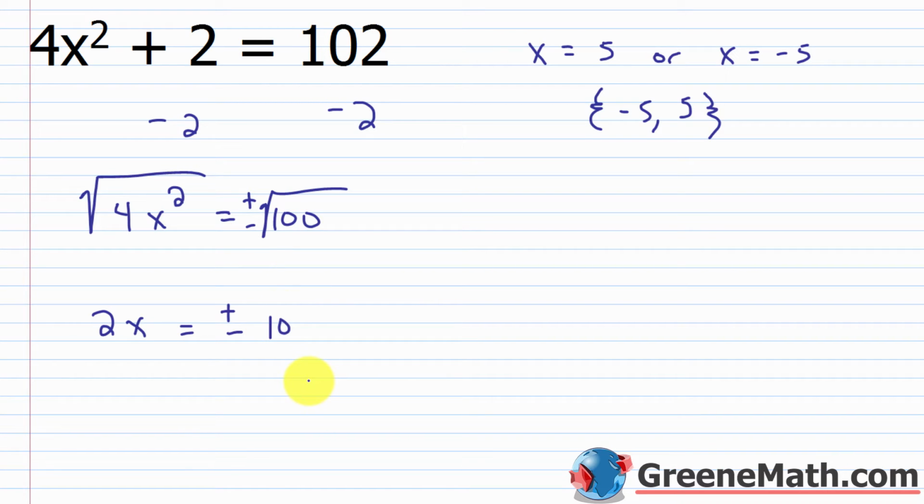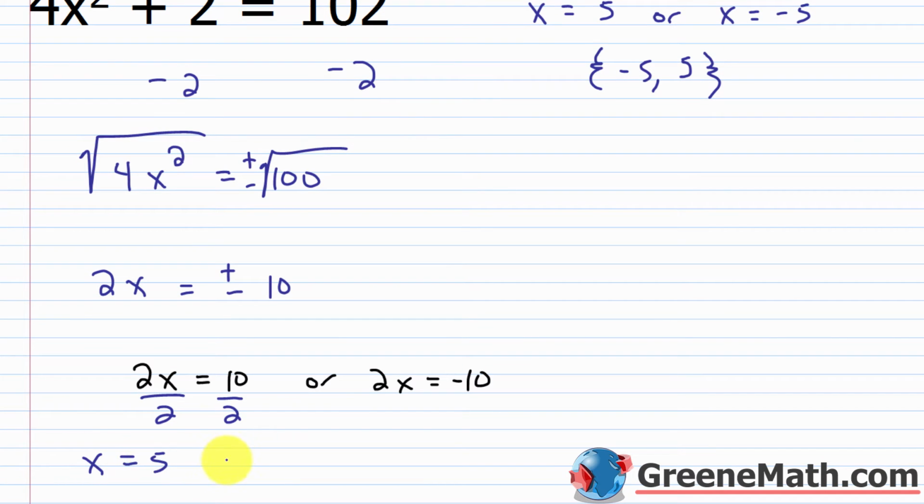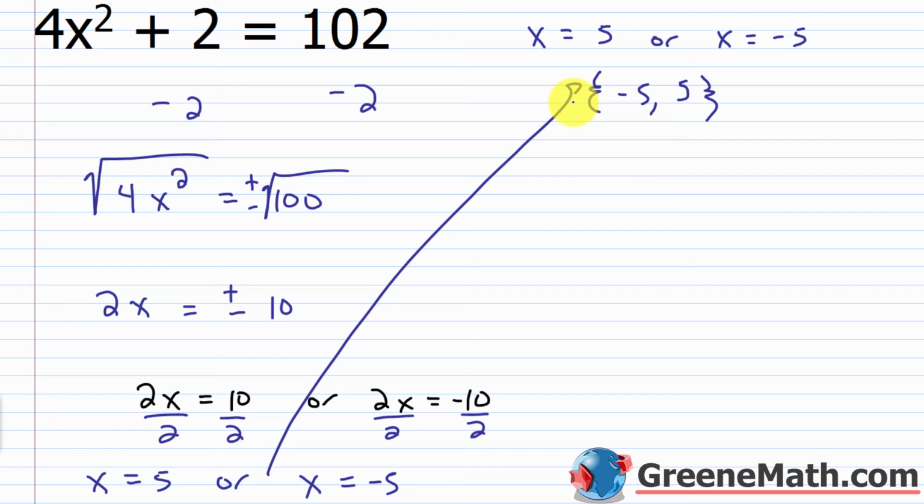Now, this leads to two different equations. It's 2x is equal to 10, or 2x is equal to negative 10. If you solve these for x, we divide both sides by 2, you're going to get x is equal to 5, or divide both sides by 2 here, you'll get x is equal to negative 5. Again, exact same thing I got there. It's just a little quicker because we divided both sides by 4, okay? And we got x squared by itself. So you pretty much want to do that to save yourself the extra work that we had to do here.